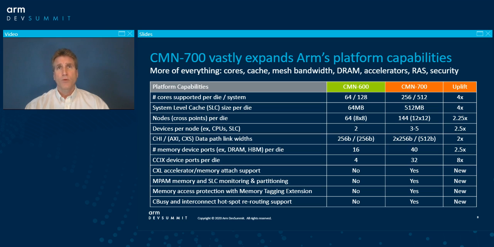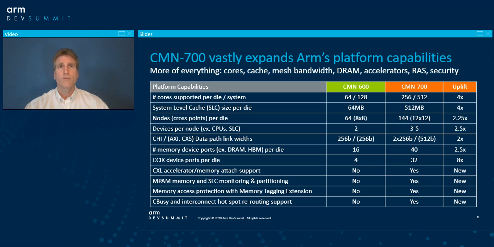And the number of device ports. Before we only had 16 memory controllers max, and now we support up to 40 regular DIMM type channels or 80 dual channels. CCIX device ports have also increased. So we used to only support 4, now 32.